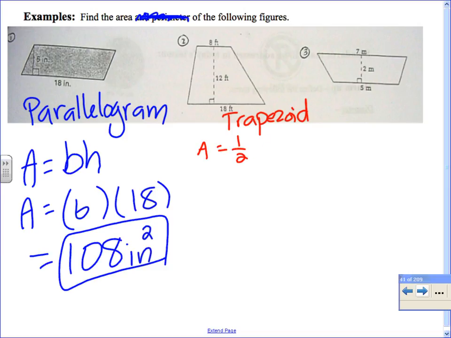What, Doug? We're not finding perimeter, Doug. Remember, we crossed it off. I just explained that like 3 minutes ago. Okay, listen. Times the height, which is 12.